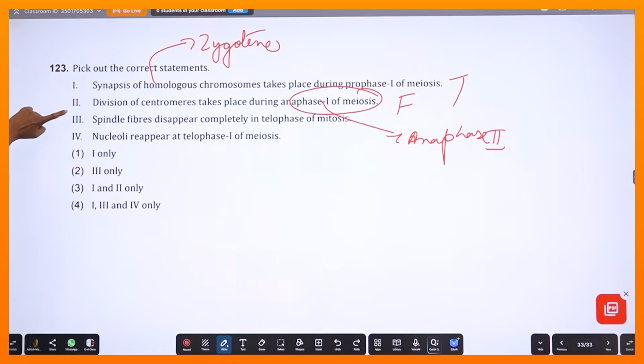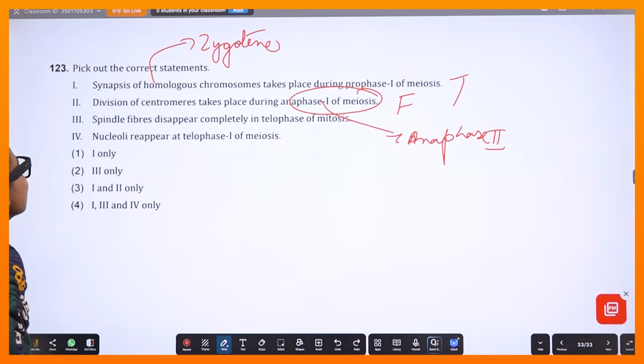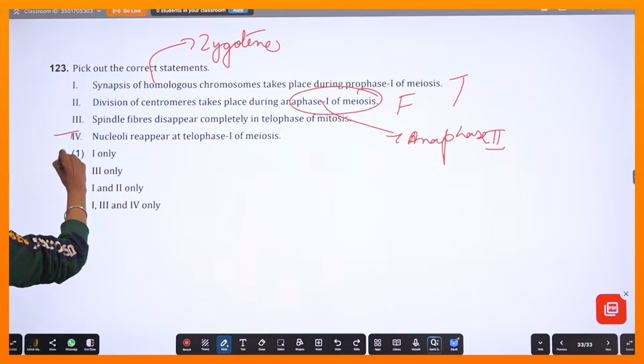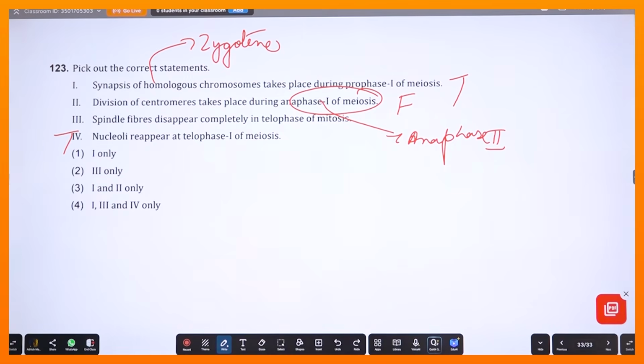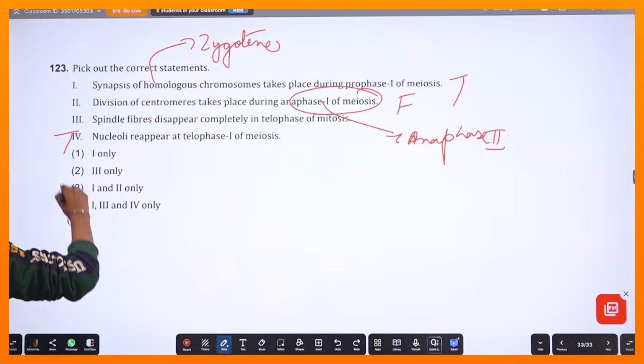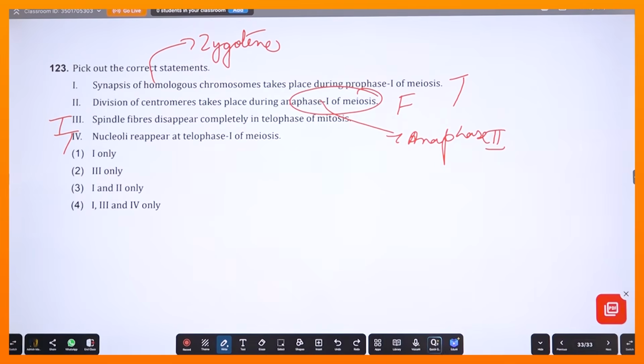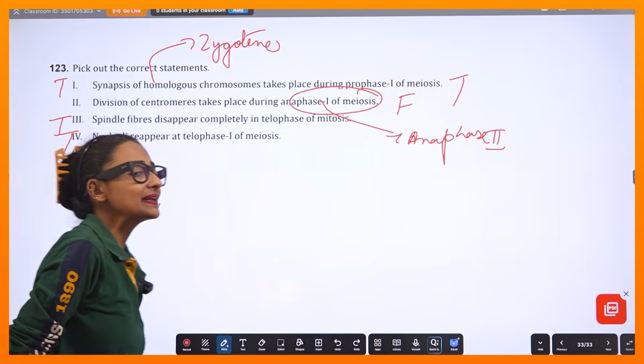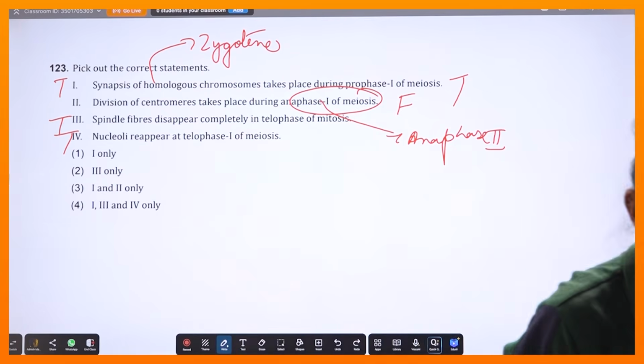So if 1 and 3 are correct, one second. If 2 is false, I have to do the other ones. Nucleoli reappear at telophase 1 of meiosis. Yeah, true. Spindle fibers disappear completely in the telophase of mitosis. Yes, I'll take it as true. So if I take it as true, will I get my option? And this is true. So I think I'm getting one option, which is 1, 3 and 4.